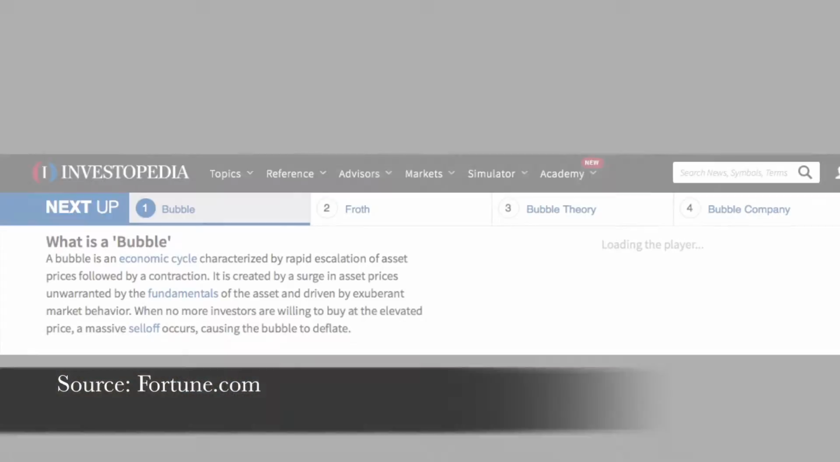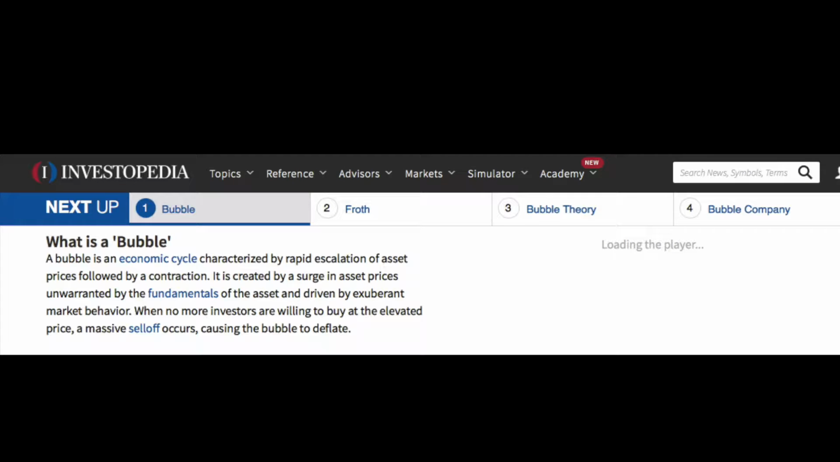Now what's a bubble? Investopedia defines a bubble as an economic cycle characterized by a rapid escalation of asset prices followed by a contraction. It's created by a surge in asset prices unwarranted by the fundamentals of the asset and driven by exuberant market behavior. When no more investors are willing to buy at the elevated price, a massive sell-off occurs, causing the bubble to deflate.